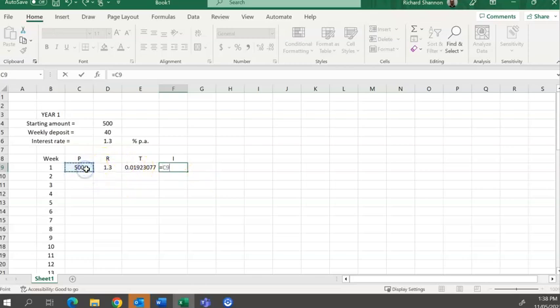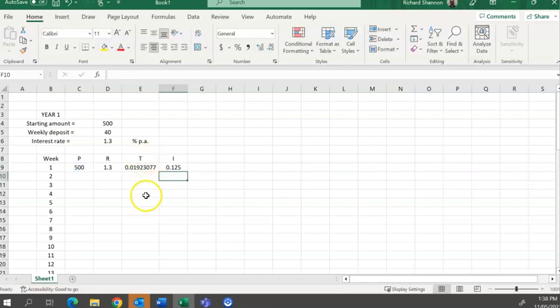So it's that one. And times is shift 8, the little star sign. Times R times T. But the formula was divide by 100. So divide 100, enter. All right, so what that said is for the first week, if I put $500 into this account, in 1 week, I'm going to get the grand total of about 12.5 cents interest.